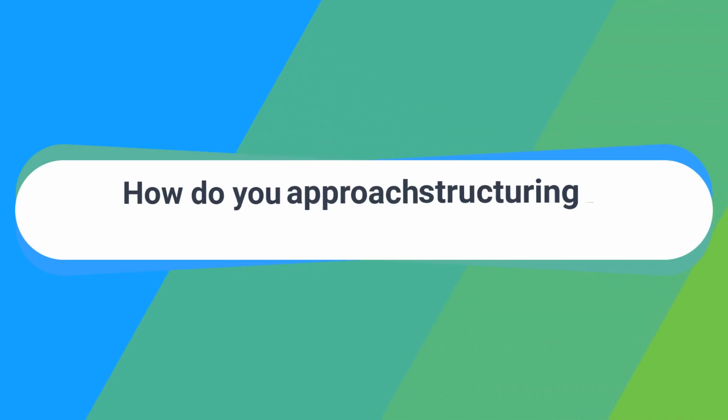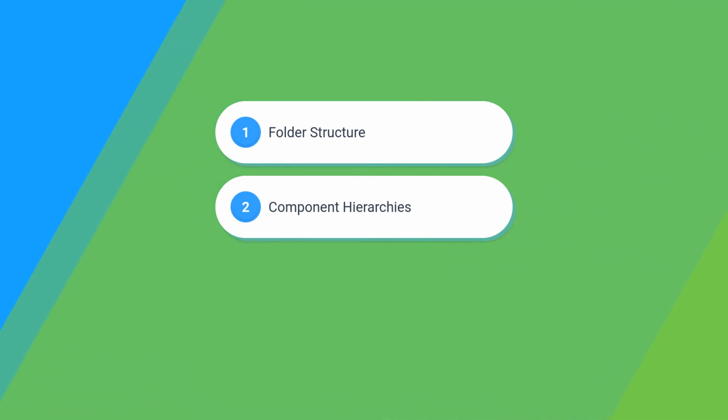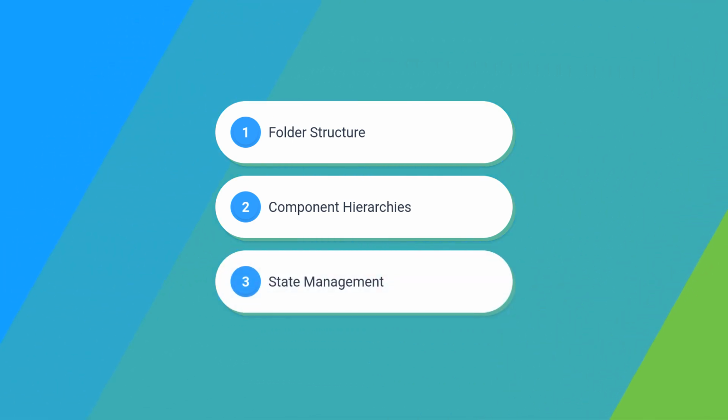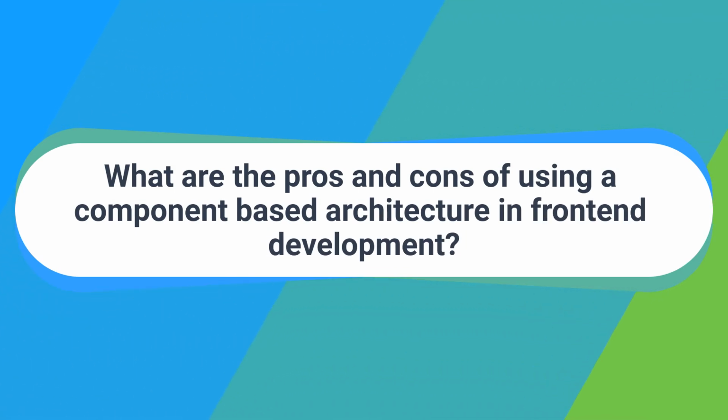How do you approach structuring a large-scale front-end application? Folder structure. Organize files by feature or function using directories like components, services, views, and assets. Component hierarchies. Design components to be as independent as possible using a tree-like hierarchy where parent components manage state and child components handle presentation. State management. Implement a state management solution like Redux and Context API to manage application-wide state, ensuring state consistency and ease of debugging.